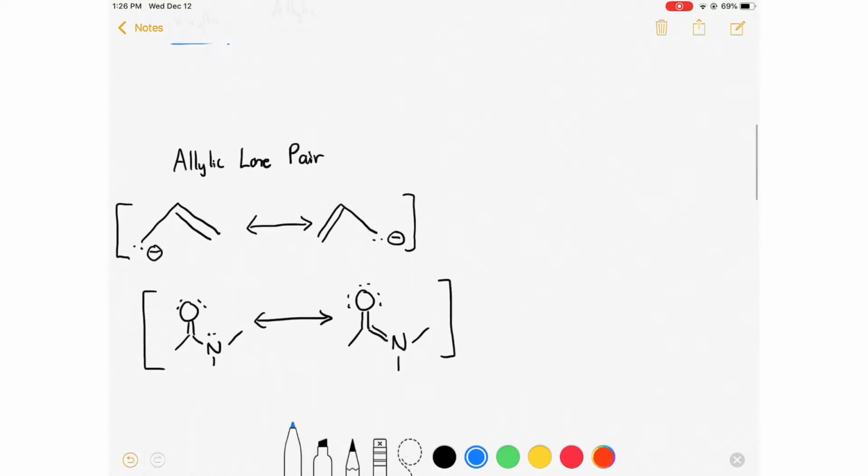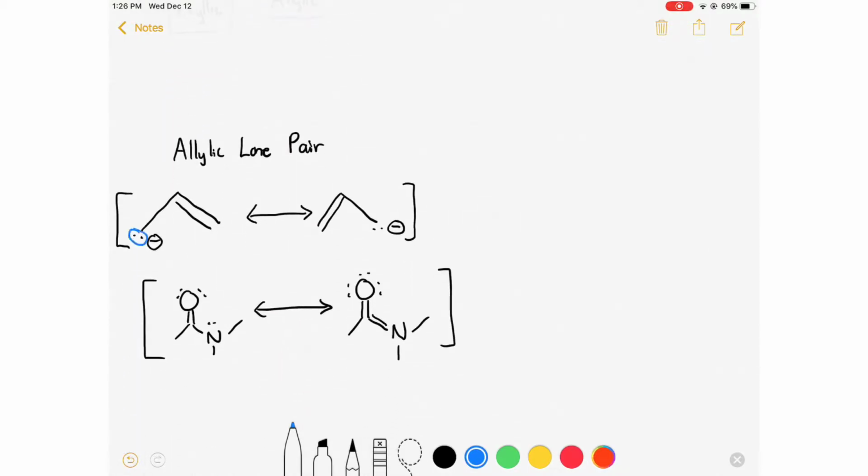In the example, allylic lone pair, these electrons are allylic to this double bond, and so the arrow pushing mechanism would be like this and like this, with the electrons moving to form a double bond and the pi bond forming, just dropping off over here for 2 electrons.